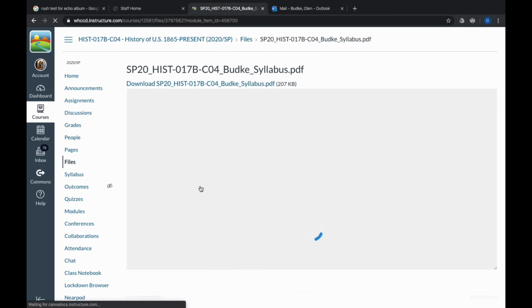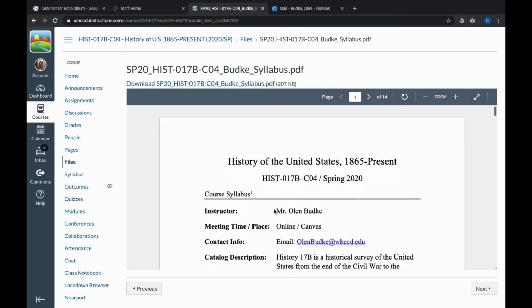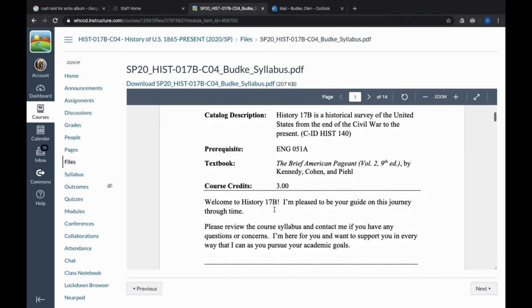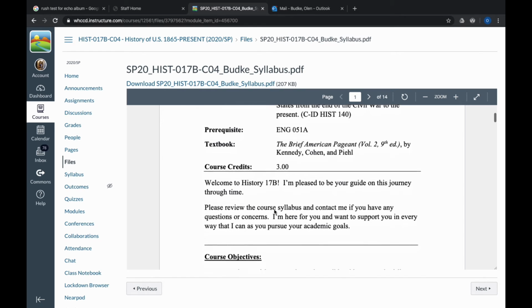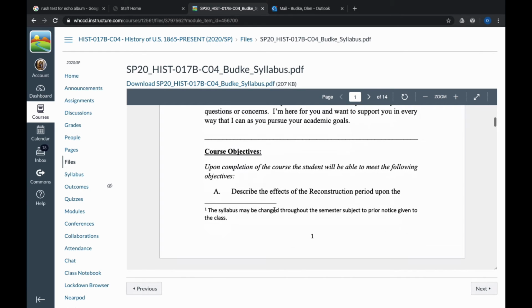Open it up here. So here's our syllabus. All right. This is a historical survey of the United States from the end of the Civil War to the present. All right, so from 1865 to the present.